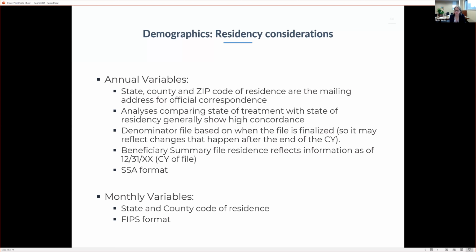FIPS and Social Security alphabetize differently because it has to do with when they count, for example, Guam. And so if you start finding that people move from Georgia to Kentucky, sort of weird moves like that, then you probably are mixing SSA codes and FIPS codes. So again, you've got to watch this. You've got to watch it carefully to understand the coding of states in claims files for providers and the coding of states in the denominator.